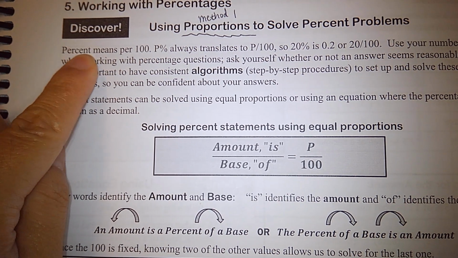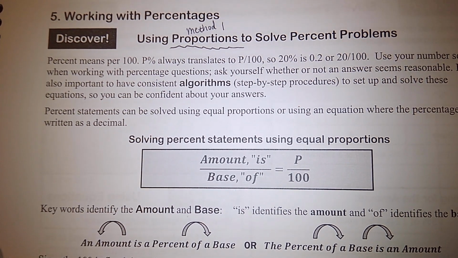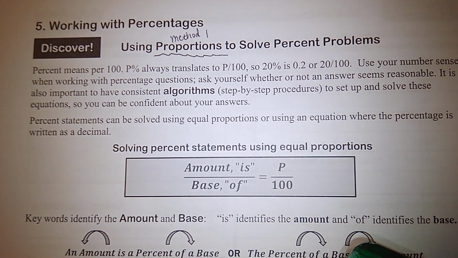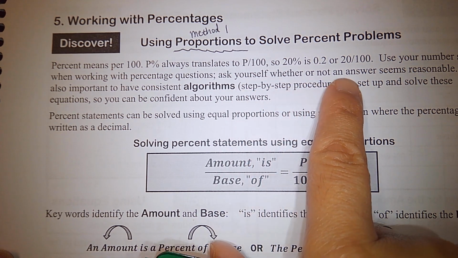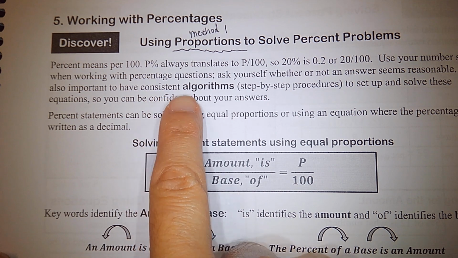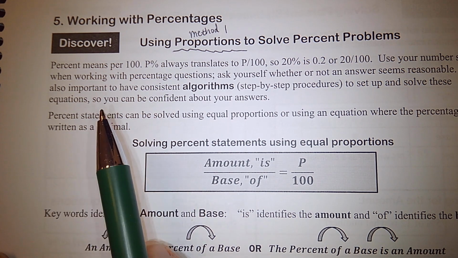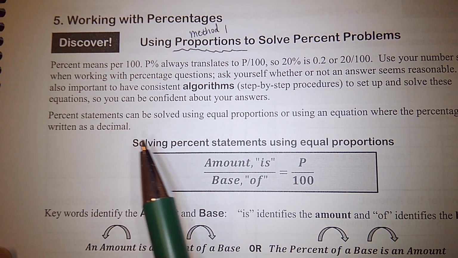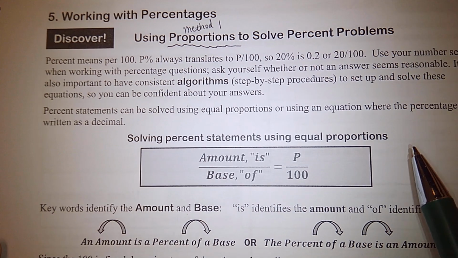Percent means per 100. P percent always translates to P over 100. So 20% is 0.2 or 20 over 100. Use your number sense when working with percentage questions. Ask yourself whether or not an answer seems reasonable. It is also important to have consistent algorithms, which are step-by-step procedures to set up and solve these equations so you can be confident about your answers. Percent statements can be solved using equal proportions or using an equation where the percentage is written as a decimal.